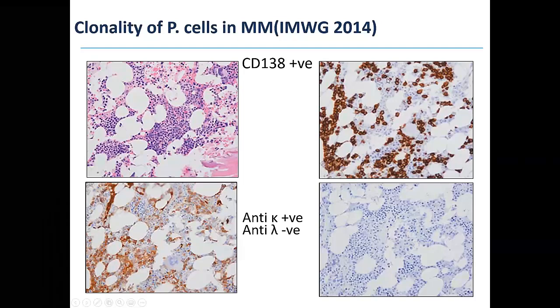Now, but we can't say these are clonal. So what we have to do is apply anti-kappa and anti-lambda. So we have applied anti-kappa and anti-lambda on the same case. Here what do you find? On kappa, you find all these plasma cells are positive. It is cytoplasmic positivity. Anti-lambda is negative. So that means the plasma cells are clonal. So therefore, this will be regarded as a case of plasma cell neoplasm.